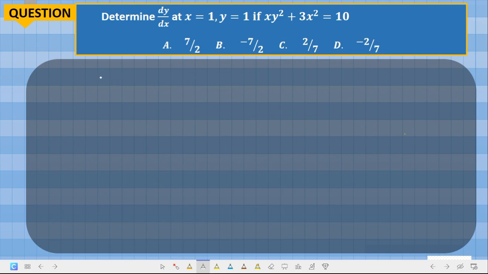Determine dy/dx at x equals 1 and y equals 1 if xy squared plus 3x squared is equal to 10. Now this is an implicit function. In an implicit function, what you do is you pick out the first one, differentiate, multiply by the second one, and then pick out the second one, differentiate and multiply by the first. So now if you differentiate y, you usually add the dy/dx to the back. So you have two variables here, x and y.